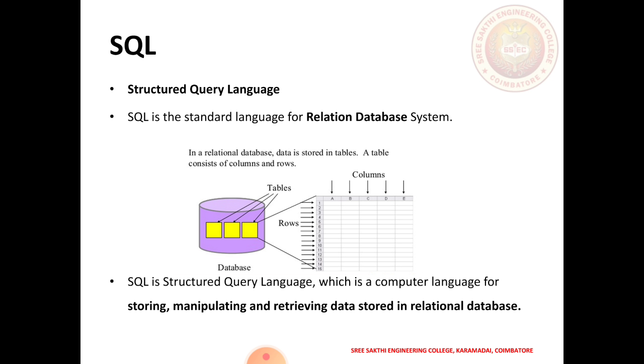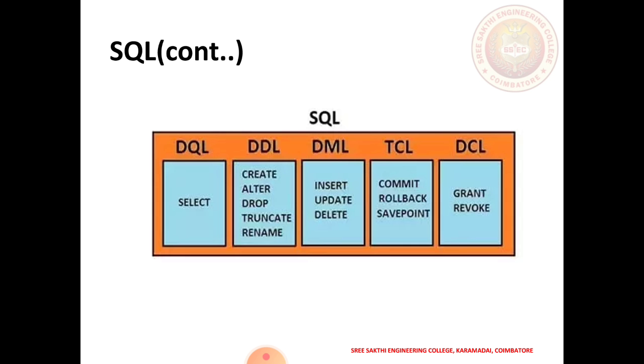The table consists of rows and columns. So in a database, the rows and columns can be represented as a record and attribute. Using a query language, the user can get information from the database file. So finally, SQL is a structured query language. It is mainly used for storing, retrieving and manipulating the data stored in the relational database.